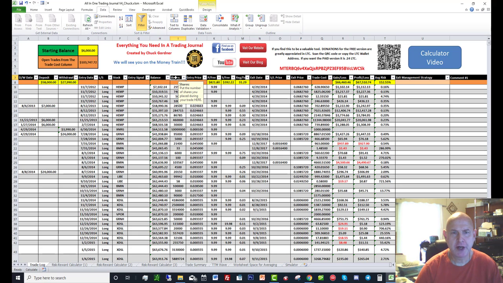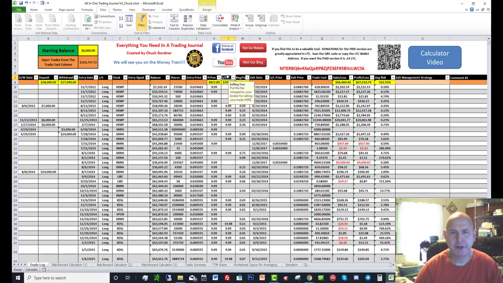This is your shares column. You'll put the number of shares you placed during your trade here. This is your entry price column. Put the entry price of your trade here. This is your purchasing fee column. Put the fee charged by your broker for purchasing your trade here.